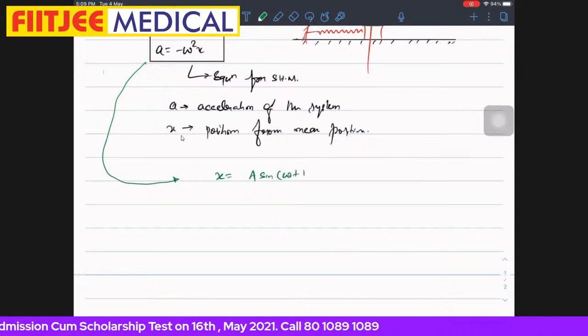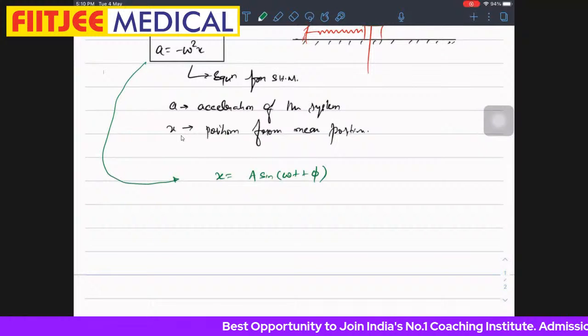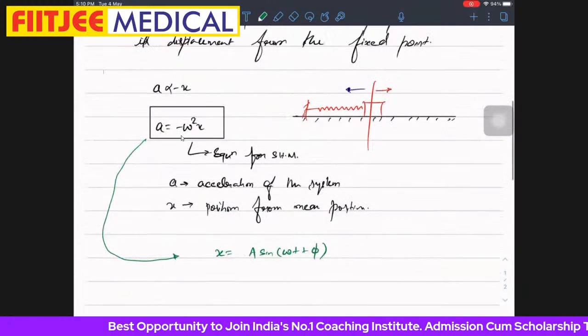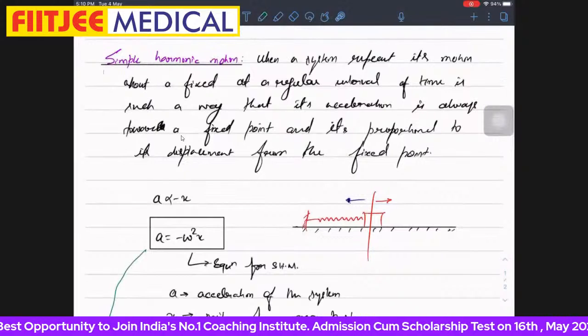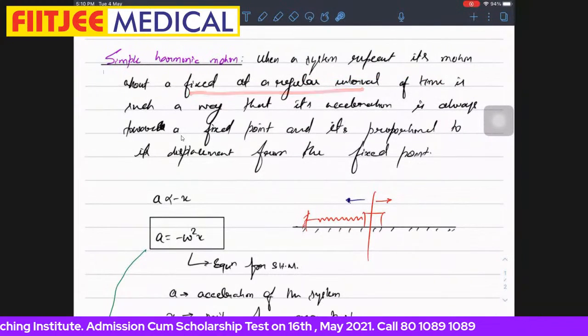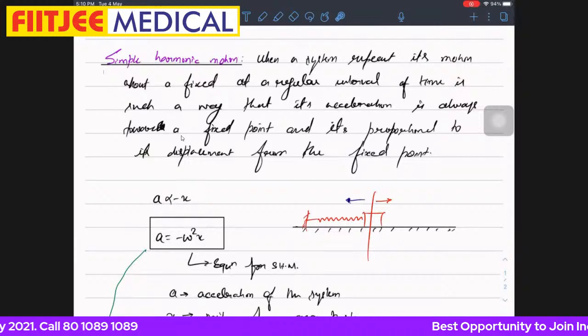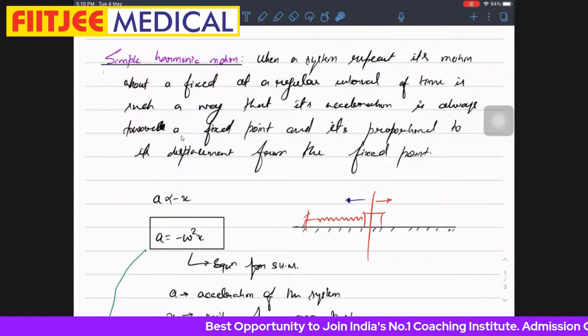If we further use this relation, then we'll get the equation for SHM as x equals A sine(omega t plus phi). Like we had the equation in kinematics, v equals u plus at for constant acceleration motion. Same way, this is SHM, simple harmonic motion. It is a type of motion where these conditions should be met. It should repeat its motion after a fixed interval of time. Its motion should be about a fixed point. Its acceleration should always be towards the fixed point, and its acceleration should be proportional to the displacement from that fixed point. If these four conditions are satisfied, then only we can call this motion SHM.